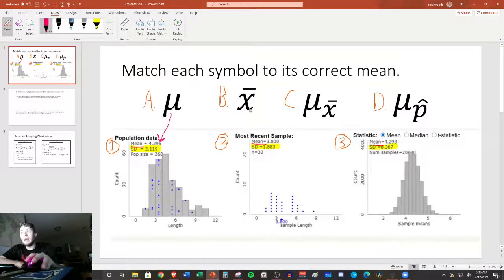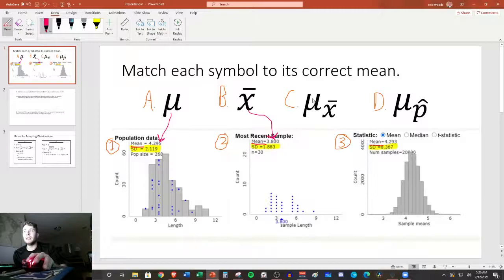Next, B, X bar. This is like the first symbol that we ever saw when we were calculating mean early on in the year. It describes the mean of samples, okay? So this 3.8 was the last sample I took. So 3.8 matches to that, okay?